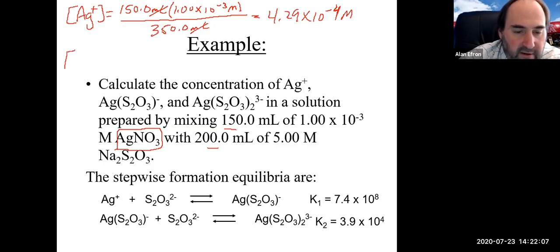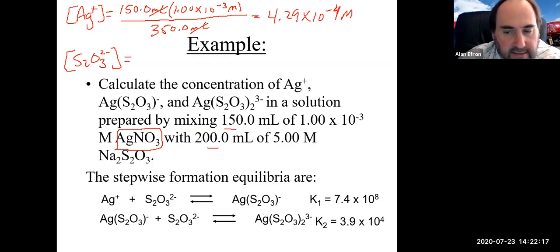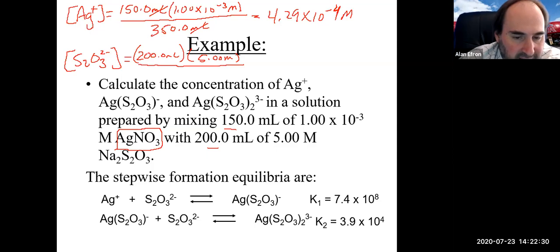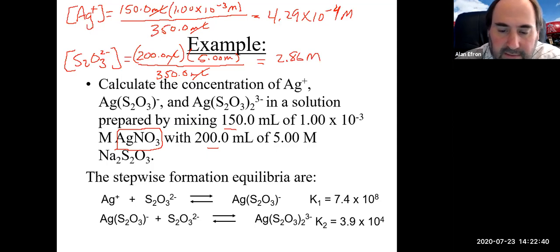We want to also figure out what is our ligand's concentration there, which would be this guy. Going to do pretty much the same calculation here, except that we have 200 milliliters times the molarity of that, which is 5 molar, also divided by our total volume, which is 350. Again, the milliliter is going to cancel, going to give us 2.86 molar in that particular case. Any questions on that so far?